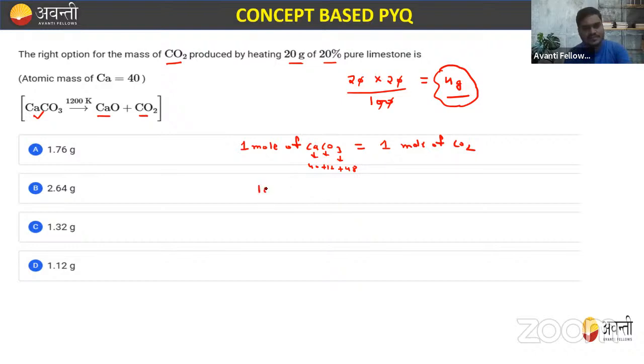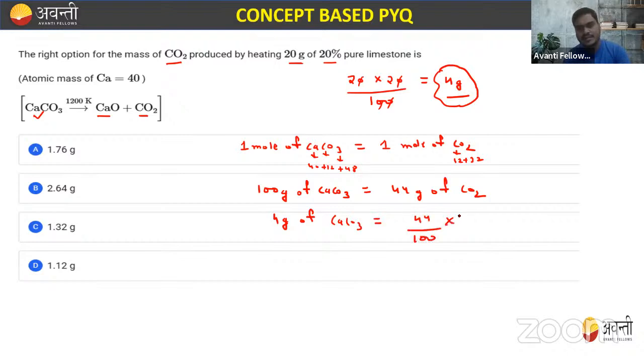So we can say that 100 gram of calcium carbonate will produce CO2. CO2 means 12 plus 32, that is 44. So 44 gram of CO2, right? So we can say that 100 gram of CaCO3 will produce 44 gram of CO2. So in the question they're asking 4 gram. So 4 gram of CaCO3 will produce 44 divided by 100 for 1 gram, multiplied by 4. So this is how we can solve this, right?